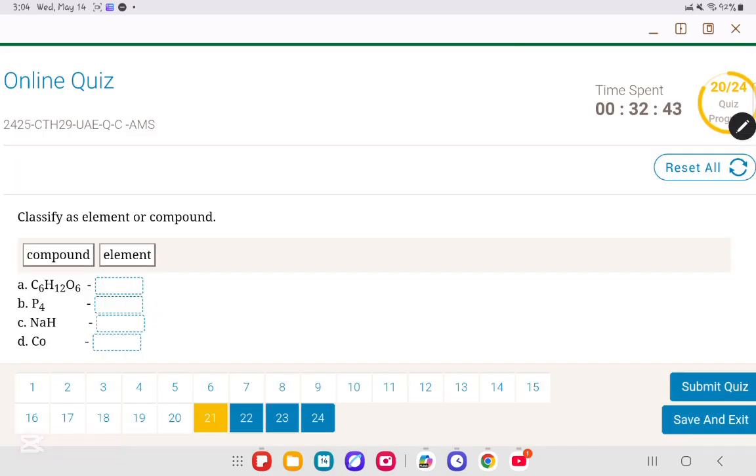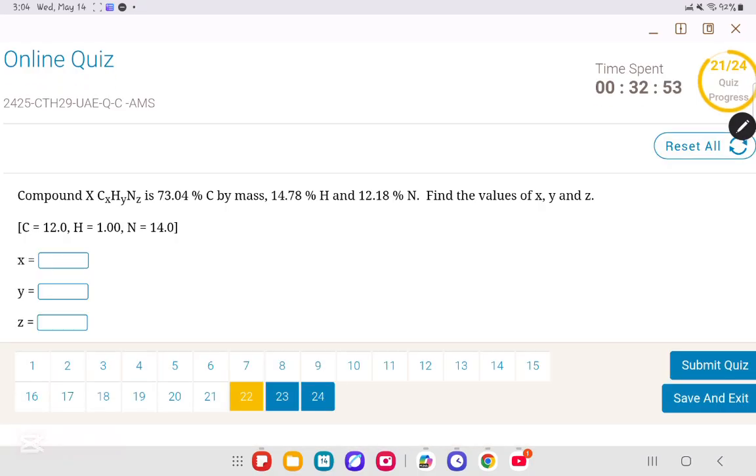Number 21. A compound has a bunch of elements, whereas an element is just an element. So this is a compound, this is an element, this is a compound, and this is an element. So question number 22. This looks hard, but it's not hard at all. It's very, very easy.